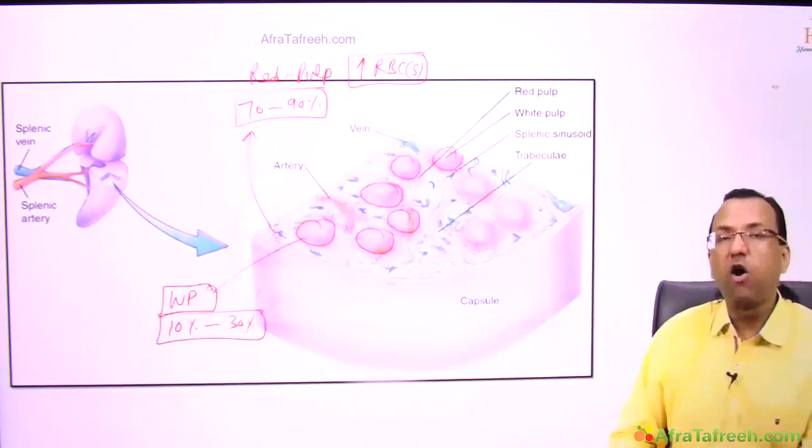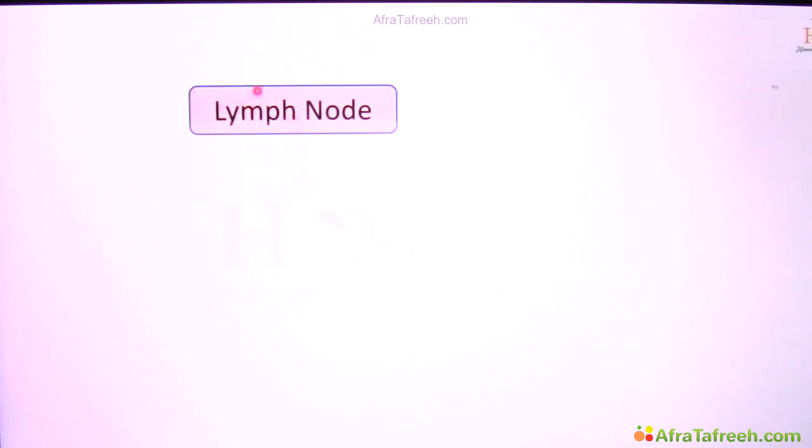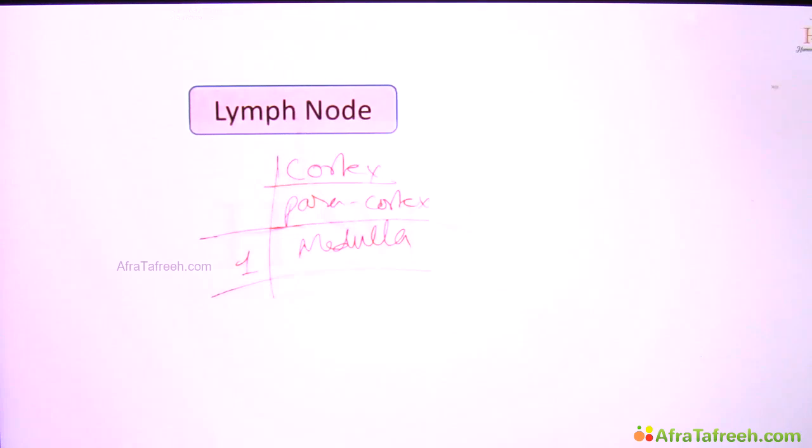Now this is just the orientation. You need more details, so let's do that. Let us move on to the details of lymph node. How will you identify lymph node? By the fact it has cortex and paracortex and a central medulla. You mean to say multiple? No, one medulla, one cortex, one medulla.